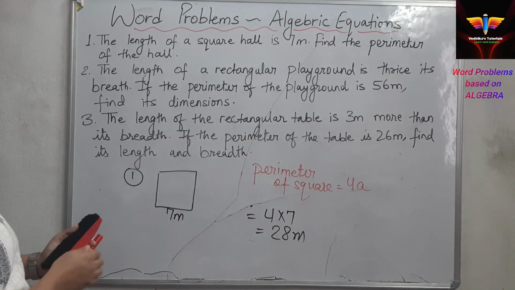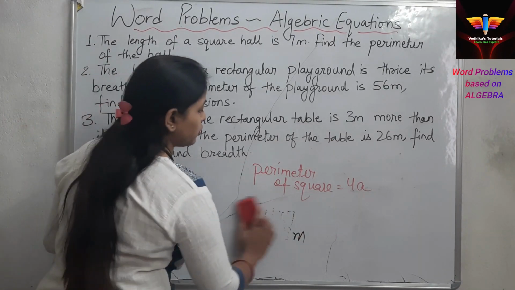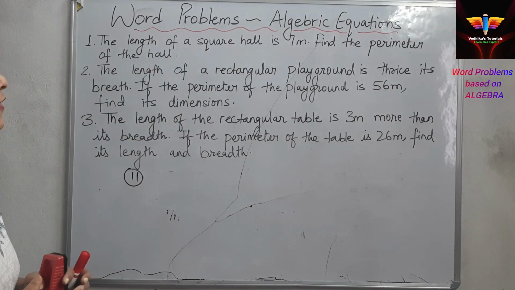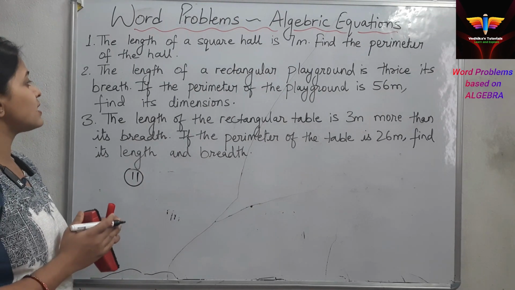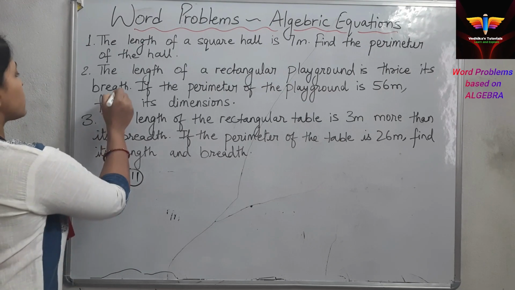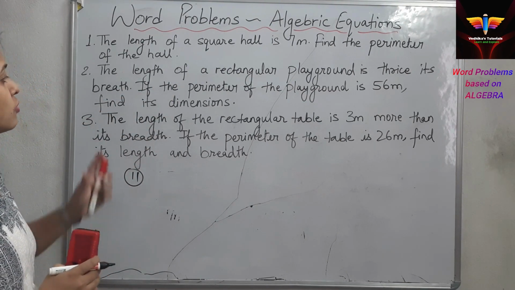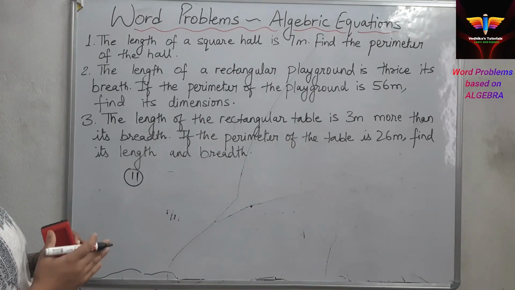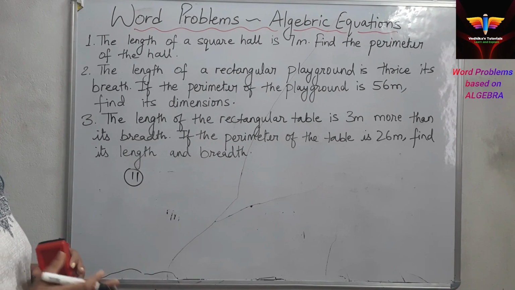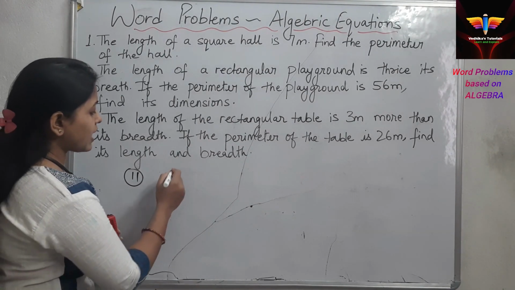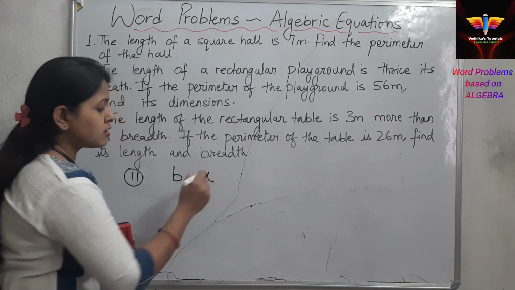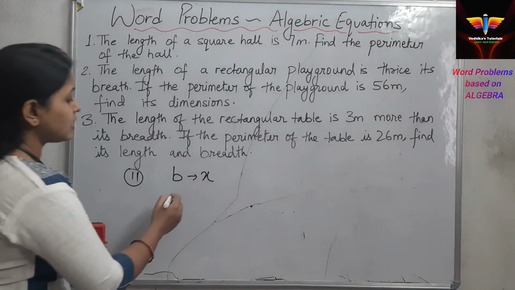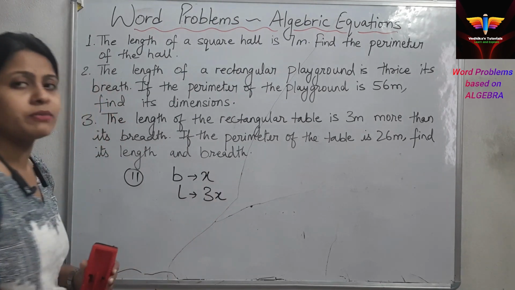Now let's see question number 2. Question number 2 is saying the length of a rectangular playground is thrice its breadth. Before moving to the second statement, let's write down the first statement. The length of a rectangular playground is thrice its breadth. So suppose the breadth is x, let the breadth be x. So what will be the length? The length will be 3x.